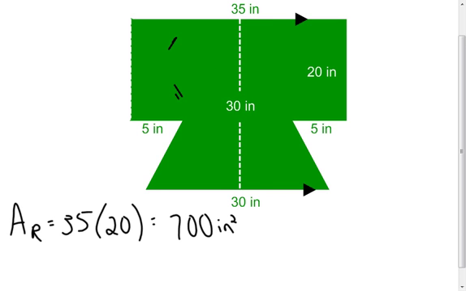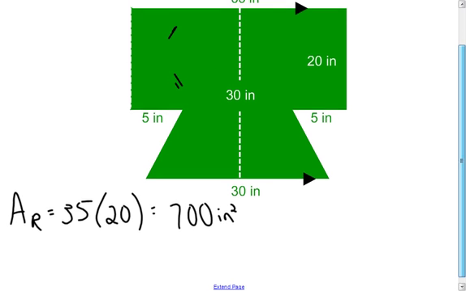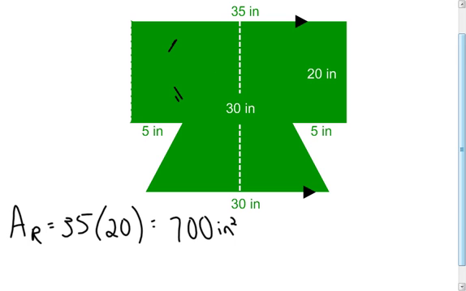Now I got to go to the trapezoid. Now on the trapezoid, I know I need the length of the two bases, and I know that the bottom base is 30 inches, but that top base, which would be right here, I don't have yet. So I'm going to come back up here and go that I know this is 35, this part's 5, this part's 5, so then what I need to do is 35, subtract out those two 5s, and I'm going to find out that that top base is going to be equal to 25 inches long.